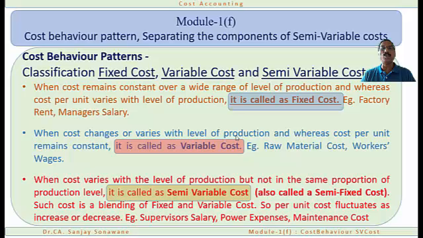Examples are there: supervisor salary, power expenses, maintenance cost. Now these costs increase with level of production, but sometimes they remain constant also. So it does not fluctuate in the same proportion as the production level has increased. Now this is called semi-variable cost or semi-fixed cost.